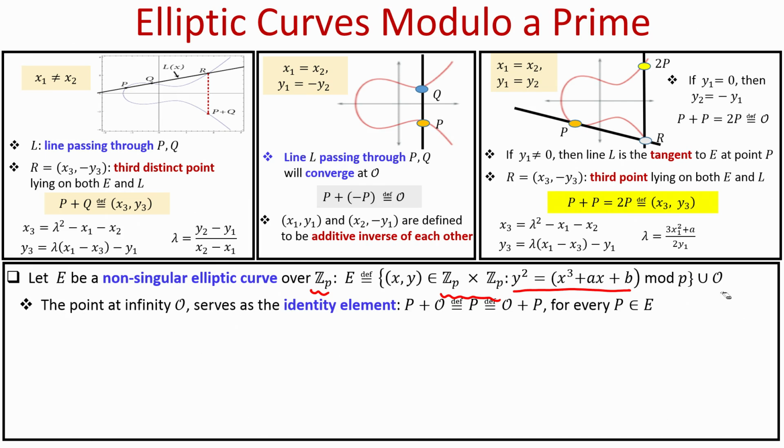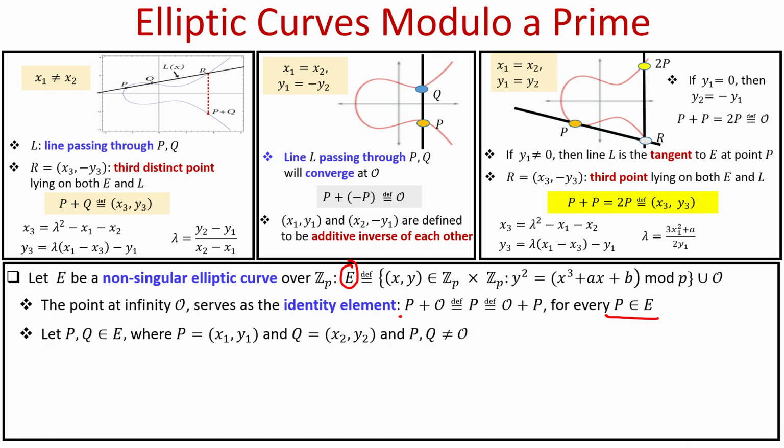So, as was the case for elliptic curves defined over the set of real numbers, the point at infinity serves as the identity element, namely we define that for any point P belonging to the set E, if we perform the plus operation with respect to the point at infinity, then we get back the same point P. Whereas, if we have 2 points P and Q belonging to the set E which are not the point at infinity, and say the coordinates of P are (x1, y1) and Q are (x2, y2), where x1, y1, x2, y2 are all elements of the set Z_P, then the plus operation is defined as follows.